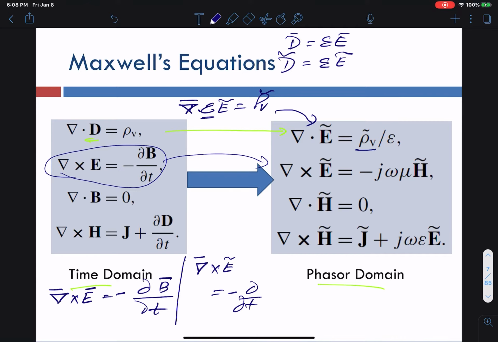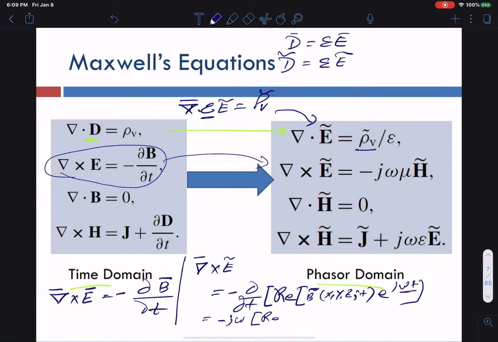So for B, the phasor form is B with exponential j omega t, right? Now if I do the derivative over here, this omega t, j omega will come in the front, so negative j omega, and it would be the real value over here.